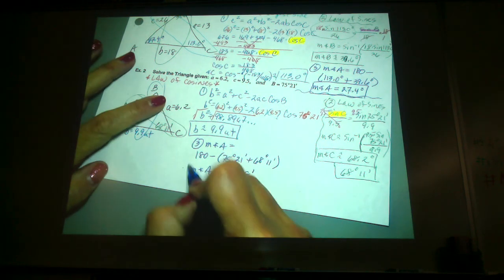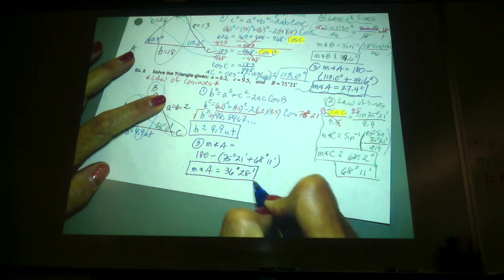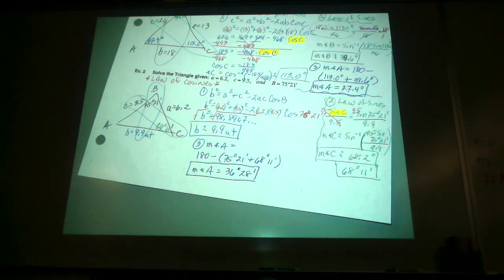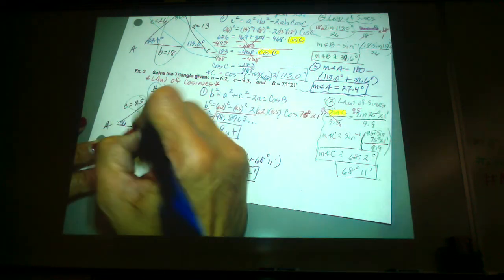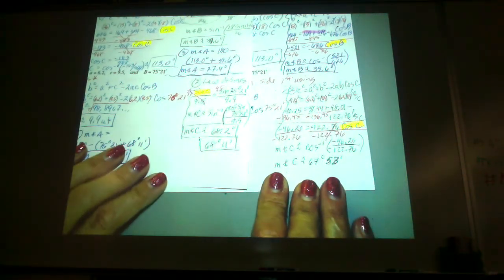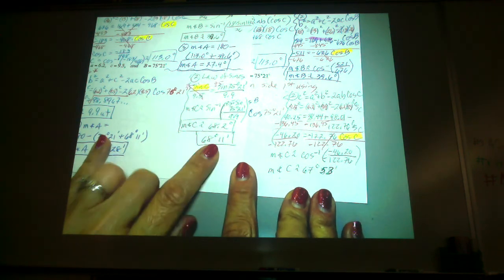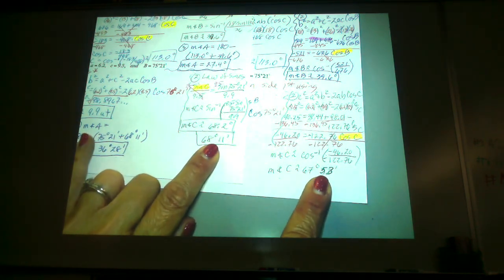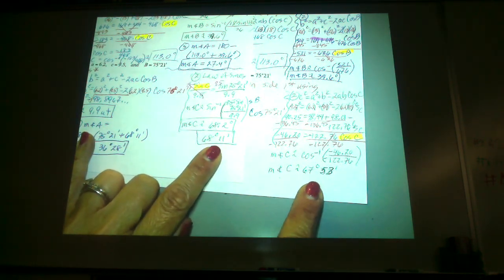All right, now let me show you what happens if you had chosen in step 2 to do law of cosines. Let me put this in my picture: 36 degrees and 28 minutes. No, you're just going to evaluate. So if I had done law of cosines for my second step, do I have a difference in my answer?